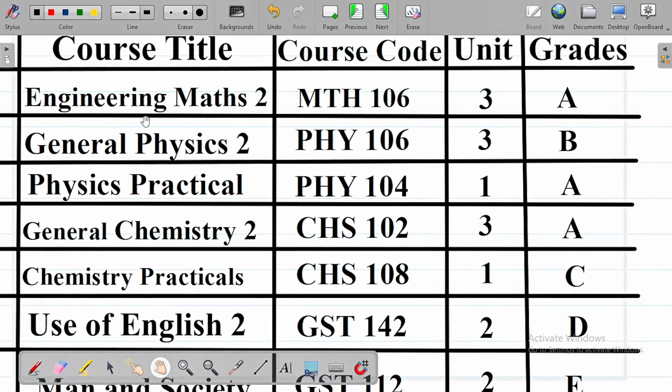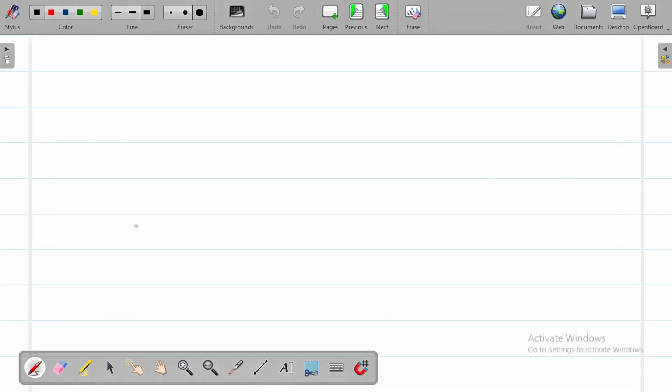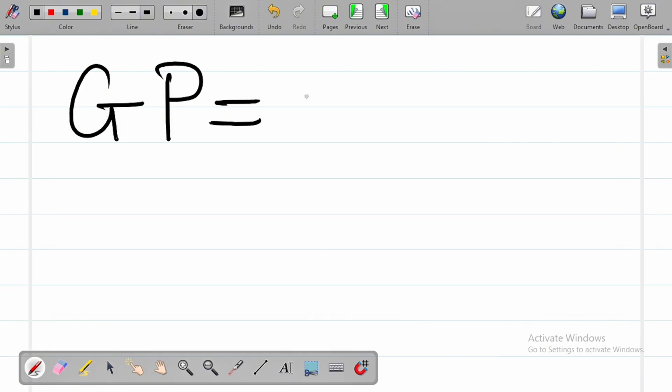Now take note of this. This is not first semester. You can see that the courses are almost the same with that of first semester, but the course codes are different, and the units are also different, and the grades are different. So now let's calculate for them individually. Let's now find the grade point. Remember, grade point is equal to point multiplied by unit. Grade point, GP, is equal to point, P, multiplied by unit, U.